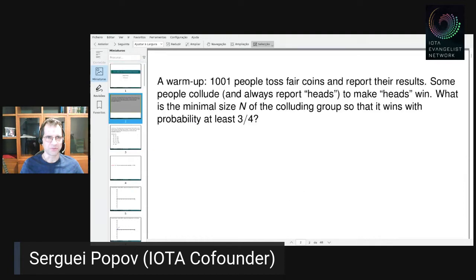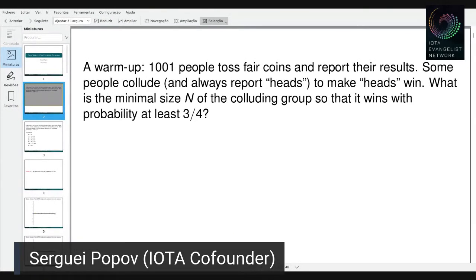Okay, let's start. Just a warm up for you. Imagine the following situation. There are 1,001 people who have coins with heads and tails, and they toss these coins and report their results. In principle, these are fair coins, in the sense that it comes heads with probability 1/2, and it comes tails with probability 1/2.